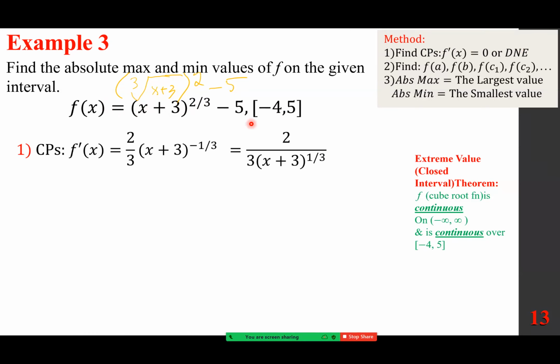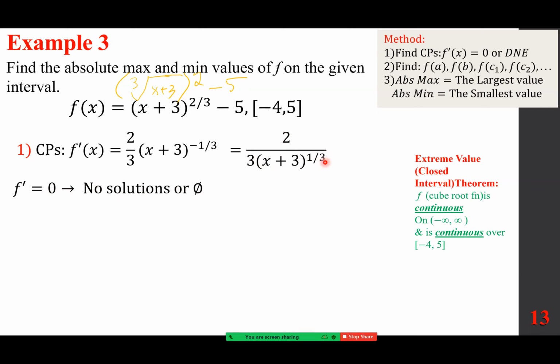If you set this one equal to 0, a fraction is 0 when the top is 0. And whenever the top, or the numerator, is a number, you can't make it 0. Therefore, there are no solutions. So when f prime is 0, that means the numerator is 0. The numerator is a number, therefore there is no solution.